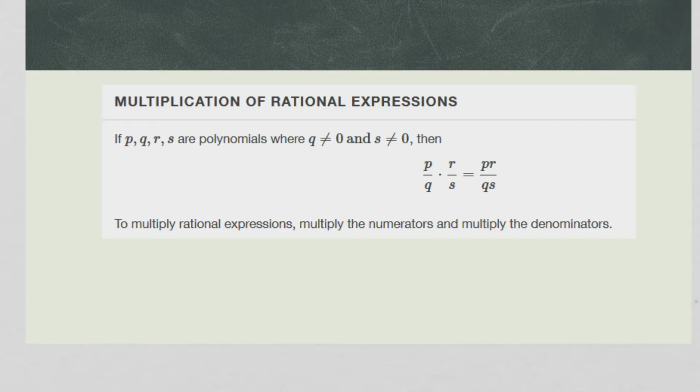Now remember, we're dealing with rational expressions here, and that means we're going to be dealing with expressions that have variables in them. So the numerator will have a variable, the denominator could have the same variable or a different variable, and we could be able to reduce before we multiply. That's the key to making this a simpler process: reduce before you multiply.